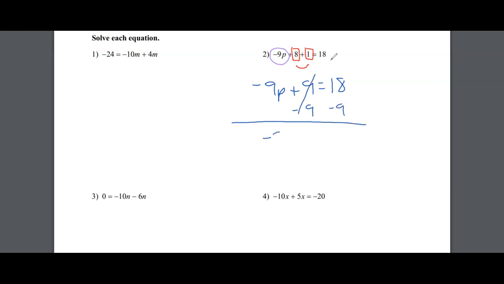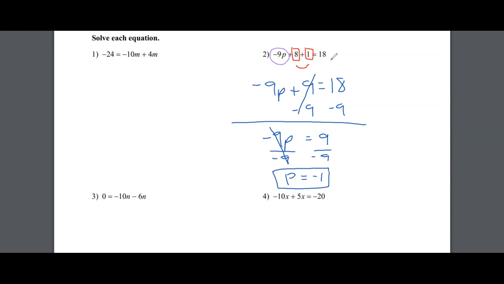So that's going to give me negative 9p is equal to 9. Final step to get the p by itself would be to divide by negative 9. So I'm going to get positive p is equal to negative 1.